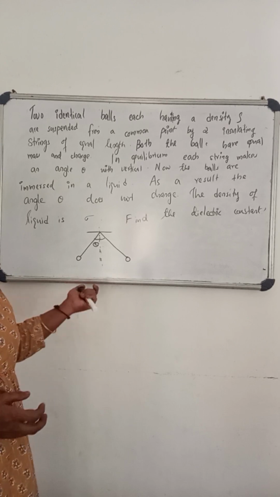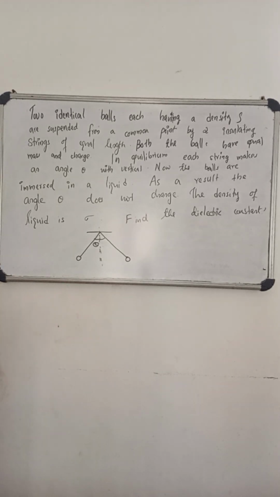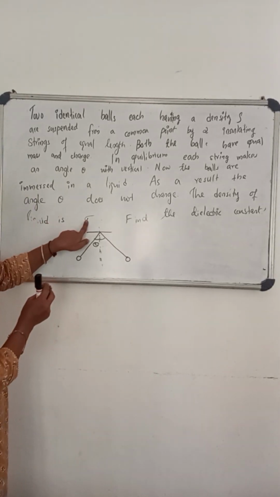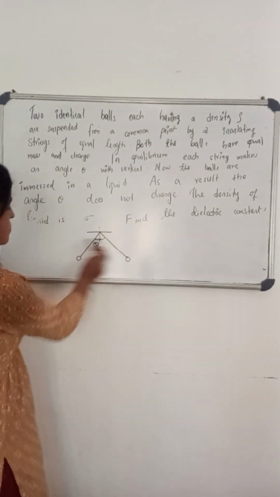First take it down and try it. Pause the video and try it. Okay, we will discuss. The liquid density is sigma, the density of the ball is rho.